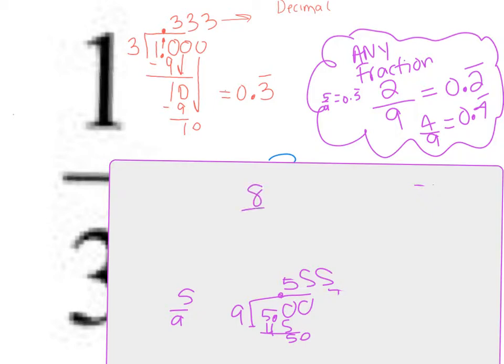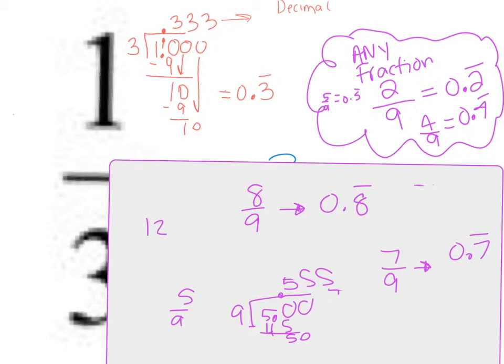What is 8 ninths as a decimal? 0.8 repeating. What is 7 ninths as a decimal? 0.7 repeating. What about 10? Well, 10 over 9 is more than a whole, right? It's 1 and 1/9, so it's really 1.1 repeating. So if it's 12 over 9, 1.2 repeating? Well, no, you have to divide it out.